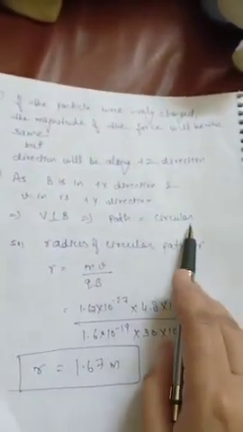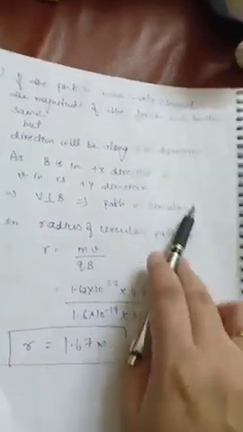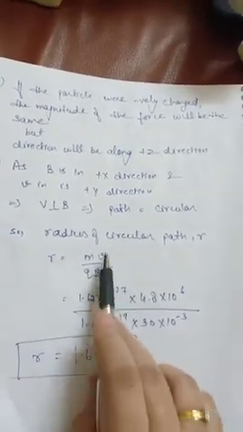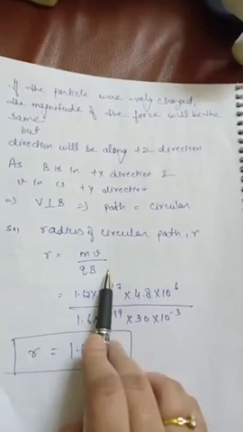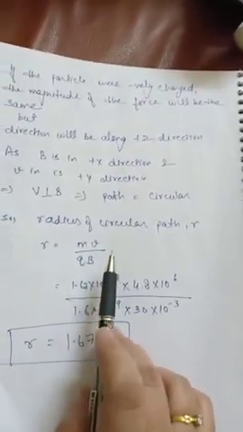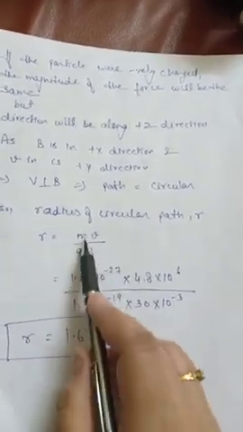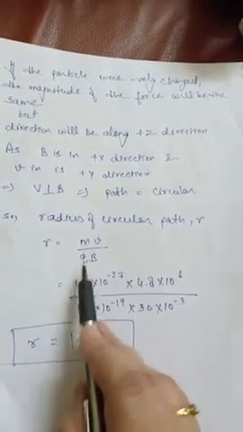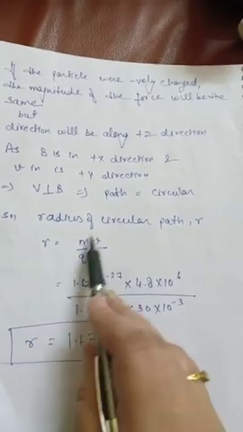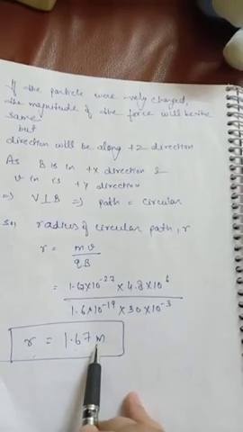All things which I have discussed just now are written here. So the formula of getting radius is this, mv upon qB. We already derived this formula in our last class, so please go through the last class before doing this class. We have all the given data here. We put all the given data in this equation, and we have the value of r, which is 1.67 meter.